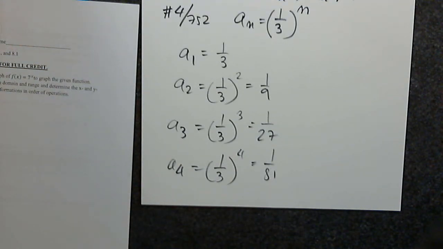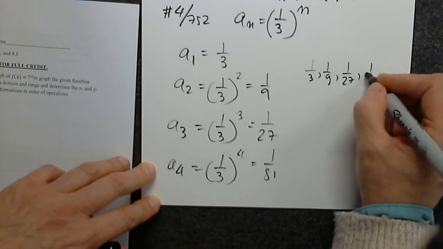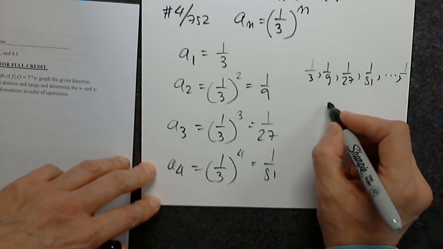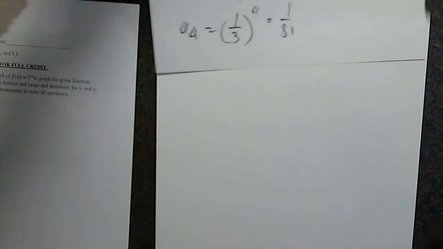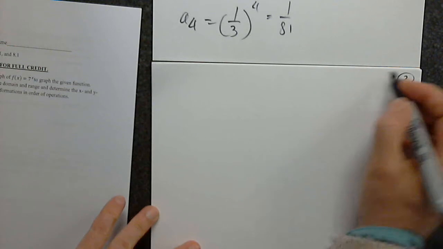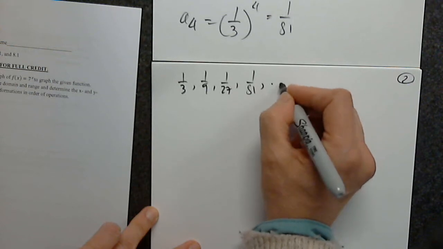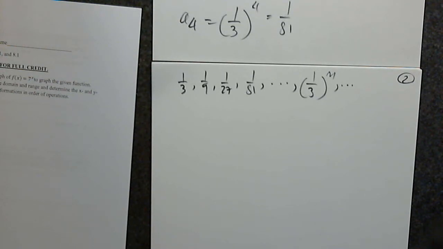So if you want to present this sequence, you will say 1/3 is the first term, 1/9 is the second term, 1/27, 1/81, dot, dot, dot, comma, (1/3) raised to the nth power. That's your general term. So maybe I should write it again because it doesn't look right. So it's 1/3, comma, 1/9, comma, 1/27, comma, 1/81, comma, 3 dots, (1/3) to the nth power. And if you want, you can continue. Say that's an infinite sequence, not just finite. It doesn't stop at n. It goes on forever.